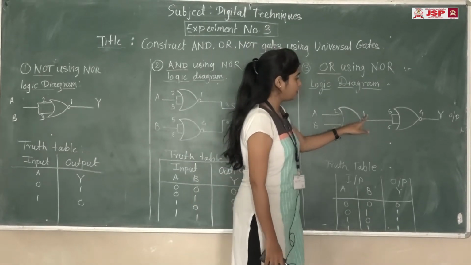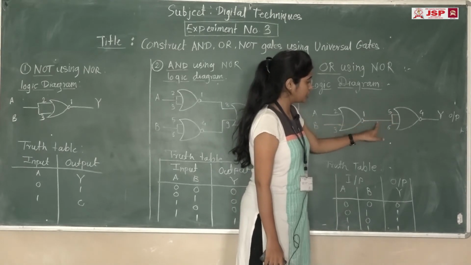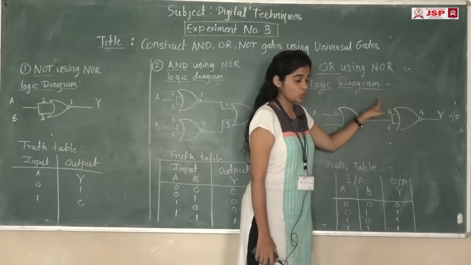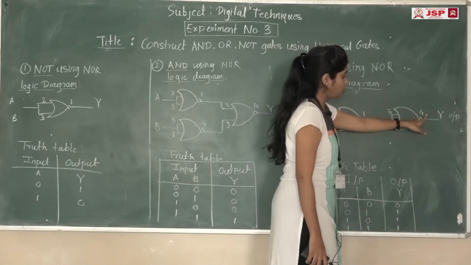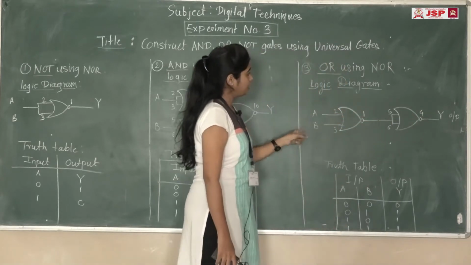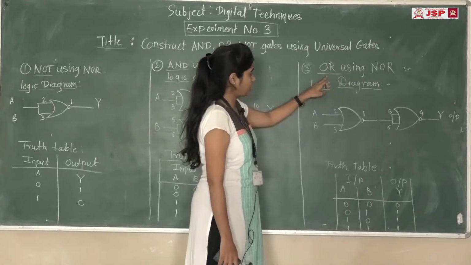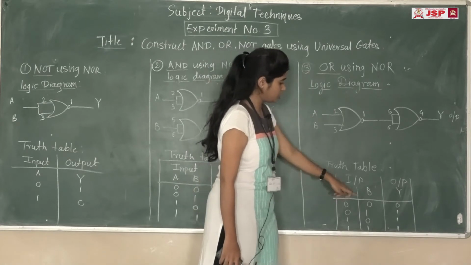Then the output of this NOR gate is given collectively as the input to the next NOR gate. So we are getting the final output at pin number 4. Using this construction, we are getting the output for the OR gate. We can verify this using this truth table.